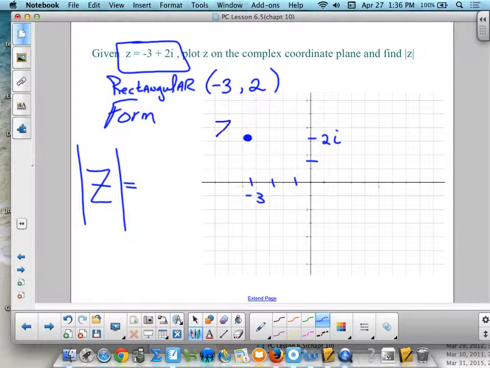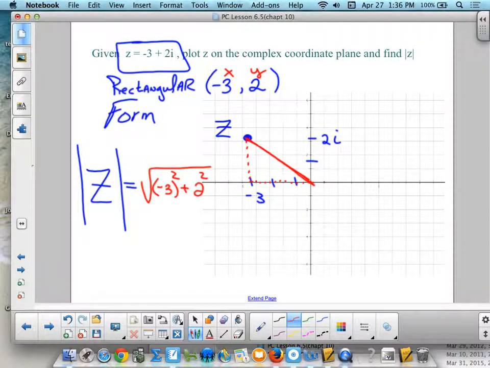I don't think plotting it was very difficult. Getting the magnitude or the absolute value of z: you have to remember that in this form, your x value is -3, your y value is 2. So hopefully you did something like this, right? And if you look at the triangle that it forms, there's the distance right there.